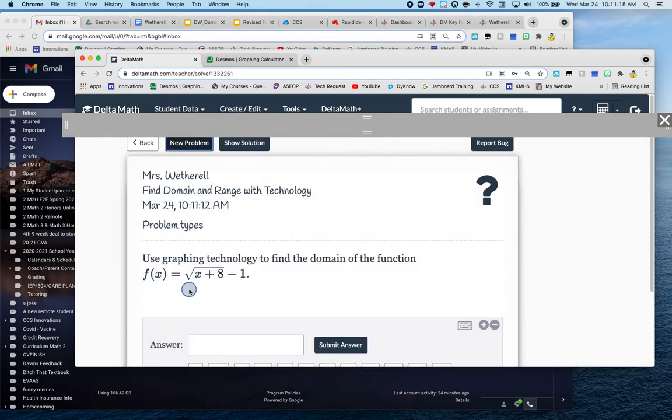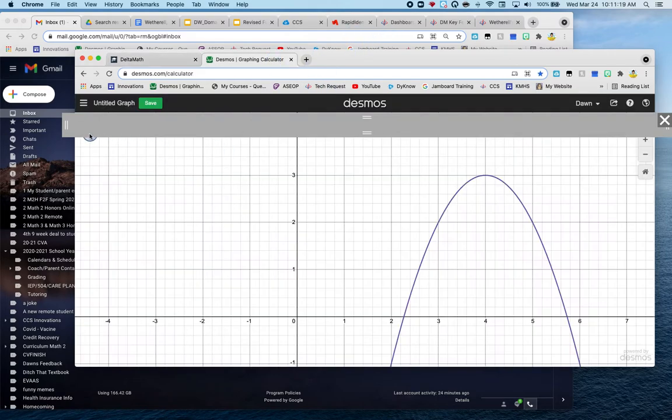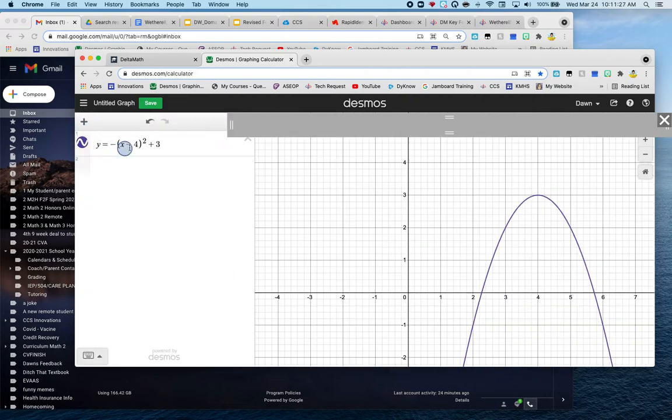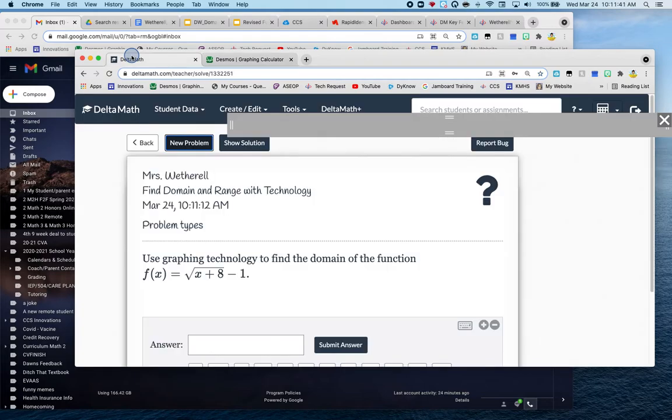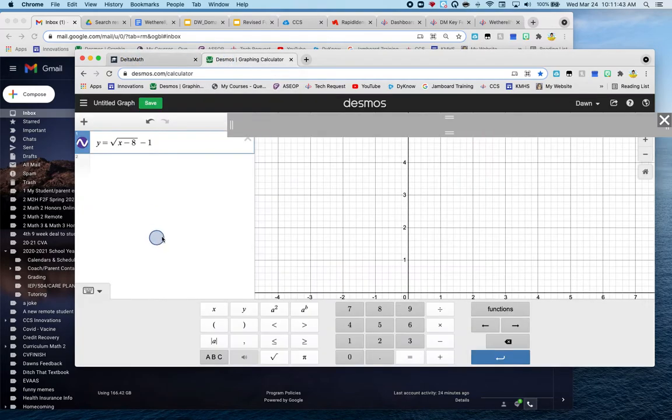All right, so the domain, the square root of x plus 8 minus 1. So x plus 8 minus 1. Square root of x plus 8, x plus 8 is under that. Make sure I get out of that. Minus 1. Make sure I typed it right because I forget. Plus 8 minus 1. See?